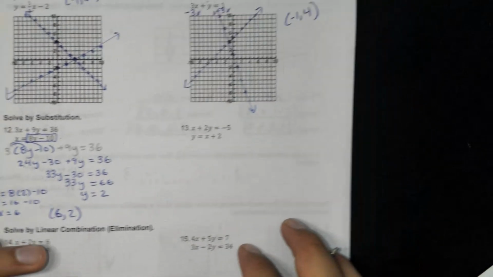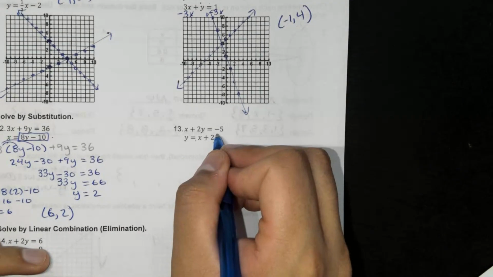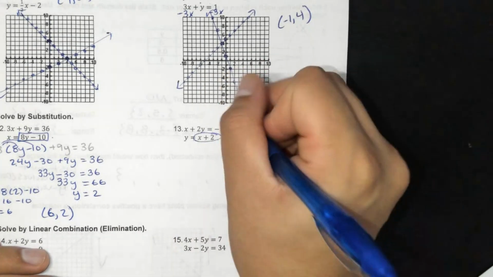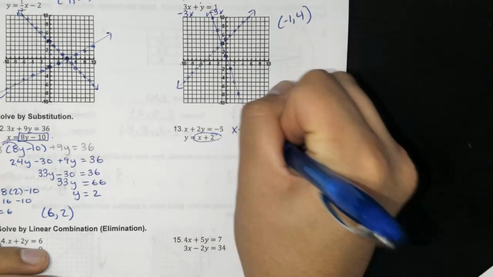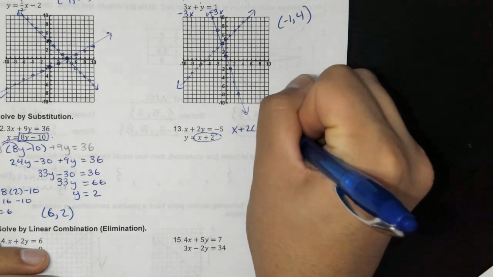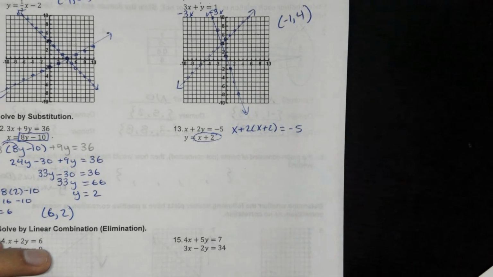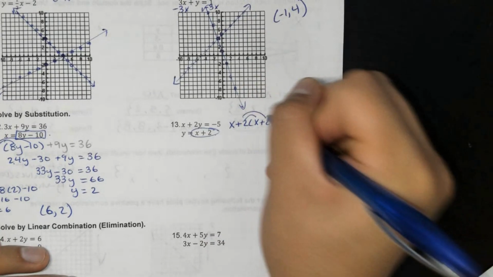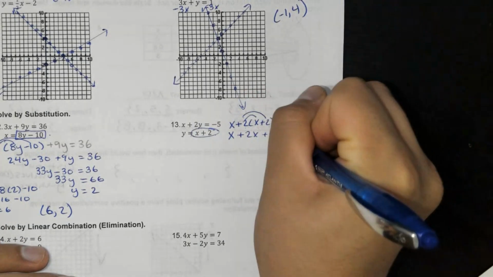Alright, same thing on 13, but this time we have y equals x plus 2. So this x plus 2 can replace anything with a y in the first equation. So this is going to be set up as x plus 2(x plus 2) equals -5. Since we have a 2 outside the parentheses, I'm going to distribute that into the x plus 2. So we get x plus 2x plus 4 equals -5.